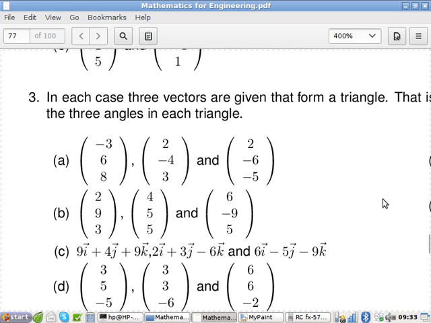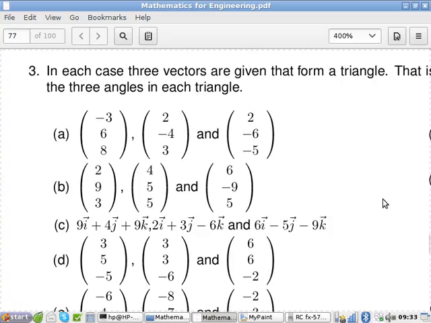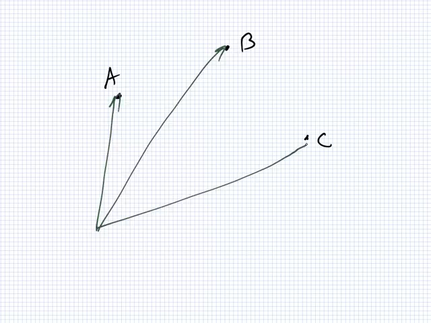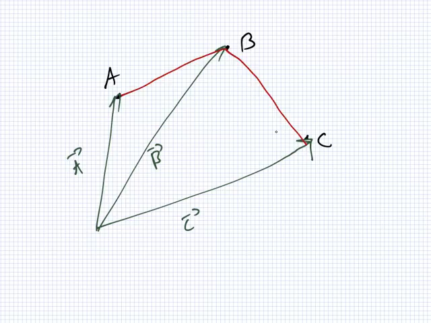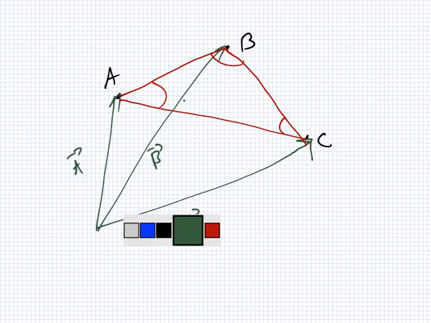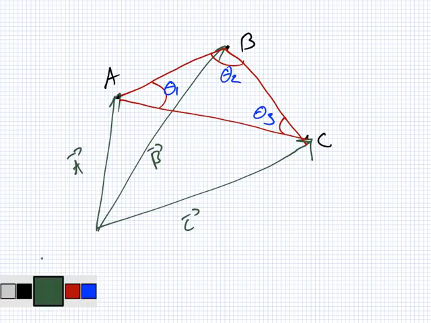It's the third one that's a bit different. These three vectors make a triangle. I want all three angles. So what's happened here is I've given you three vectors, let's say A, B, C, and the vectors are like this. There's vector A, there's vector B, there's vector C. And they can form a triangle, which I'll draw in red. And what I want is the three angles of this triangle. So let's just call this one here theta 1, theta 2, theta 3.